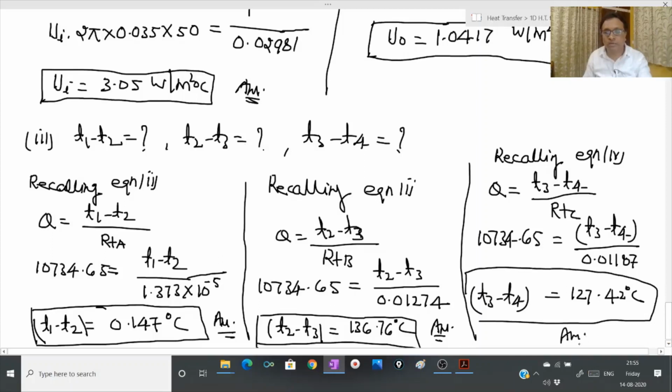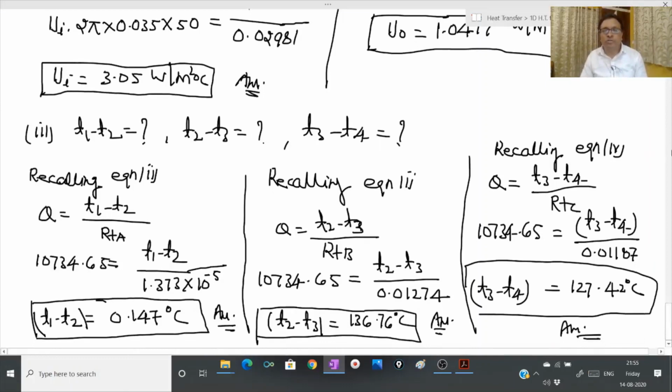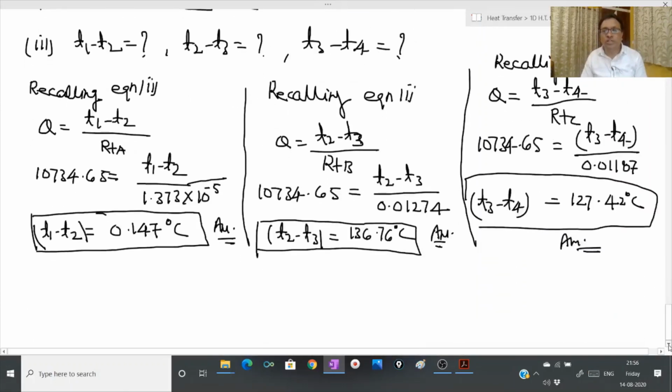Answer. So please do check the calculations, but the process is the same. So this way we could solve the problem.